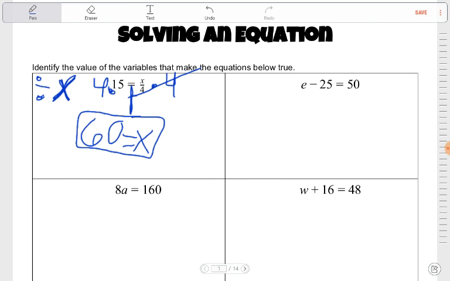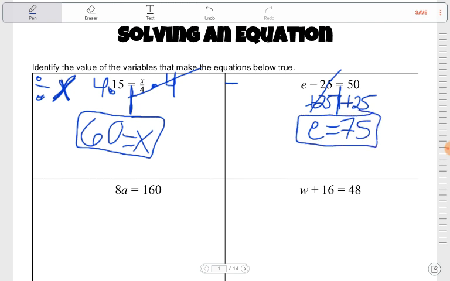On the next one, I have e minus 25 equals 50. So I have subtraction. Our inverse operation here is going to be addition, and I drew that line down the center, and I'll add 25 here. I'll add 25 here. We're going to end up, those cancel out, with e is equal to, and 25 plus 50, that's 75. All right, on to the next one.